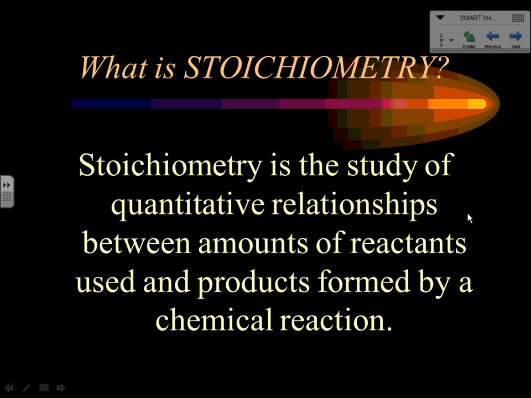If the reaction says 2H2 plus 1O2 is going to make 2H2O, that's exactly how that reaction happens. And therefore, there is a quantitative relationship between the amounts of each reactant that gets used and how much product is going to be formed. And we're exploiting those quantitative relationships in any stoichiometry problem.